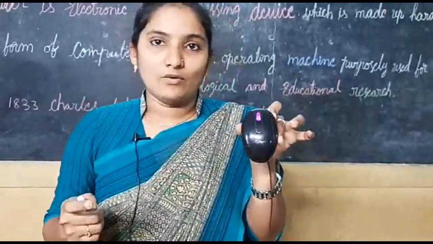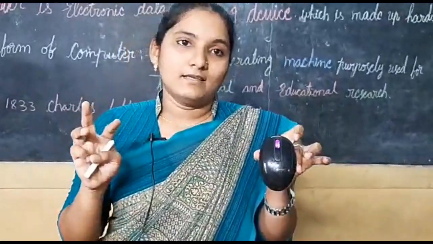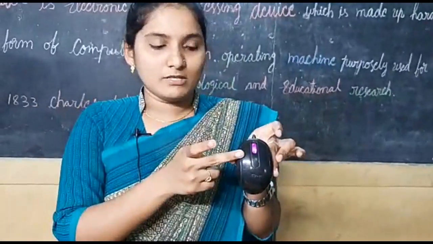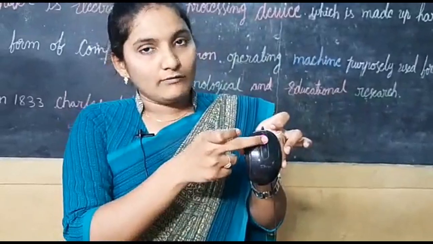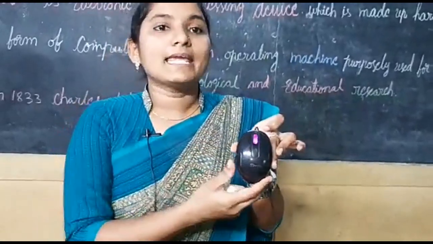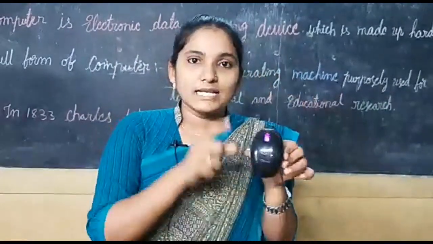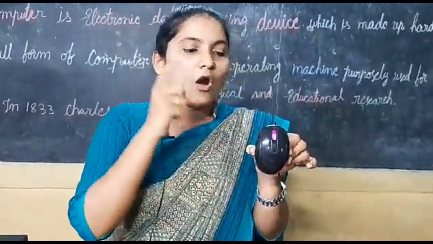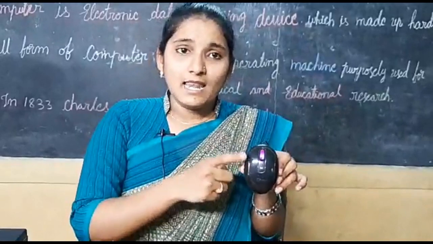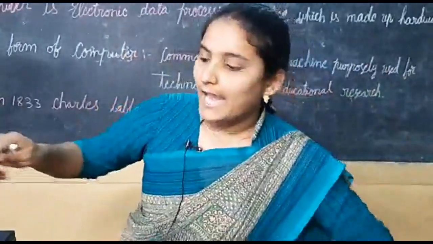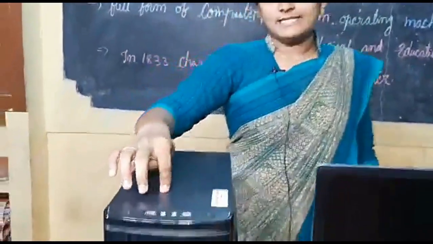This is the mouse. It has 3 parts: right mouse button, left mouse button and scroll wheel bar. Okay. We have to keep our fingers on this mouse in a V shape. Okay, children, V shape we have to keep. Always we have to use only the left mouse button. Okay. And the next part is the CPU.